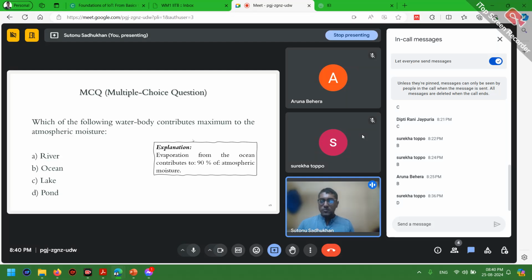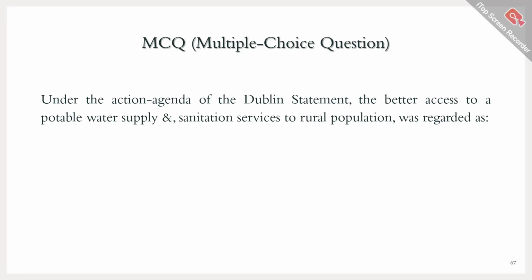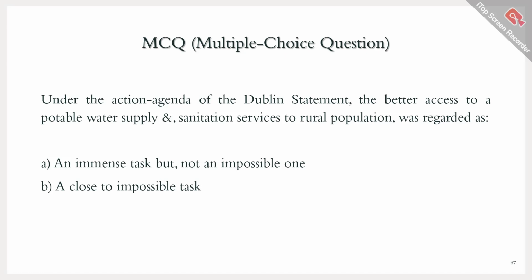Okay, so we'll move on to our next one. So ocean is the correct answer. The next MCQ is under the action agenda of the Dublin Statement, which we discussed earlier in one of the earlier questions. Better access to a potable water supply and sanitation services to the rural population was regarded as option A, an immense task but not an impossible one. That means immense task but possible.